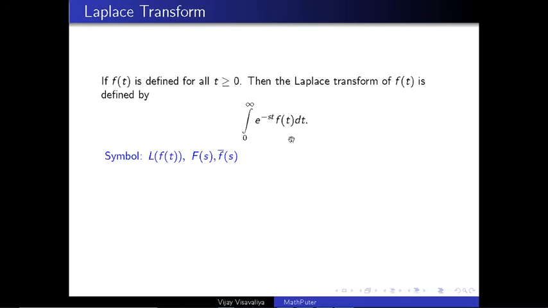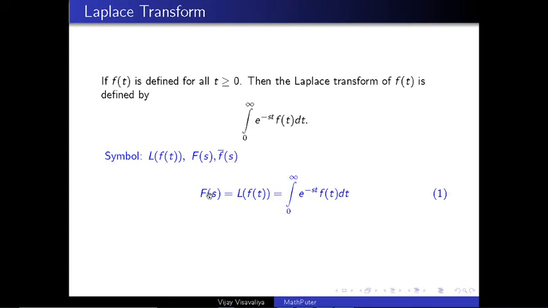The symbol for Laplace transformation is either capital L of f of t, or capital F of variable s, or f bar s. Why do we have the variable s here? Because we are going to integrate with respect to t. So we substitute the limits t equal to infinity and t equal to 0, and the remaining quantity will be in terms of s. So this quantity represents the function in terms of s.